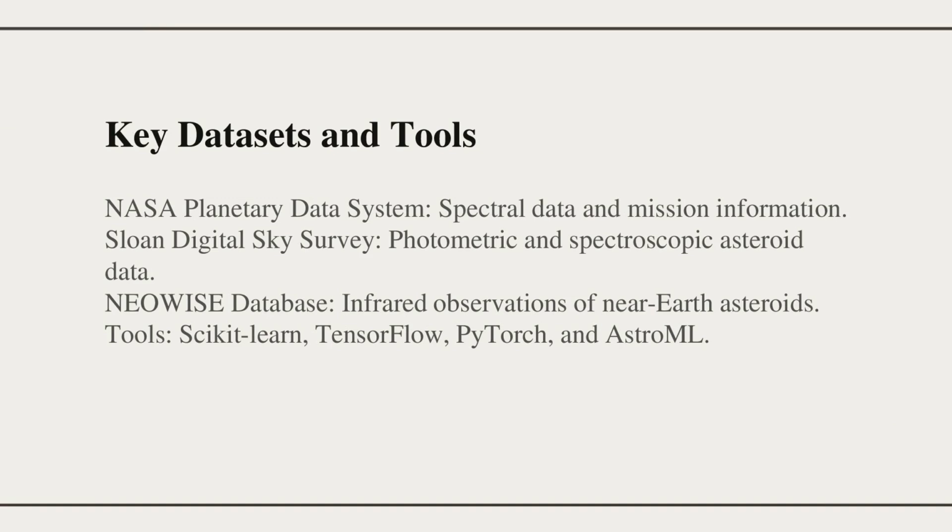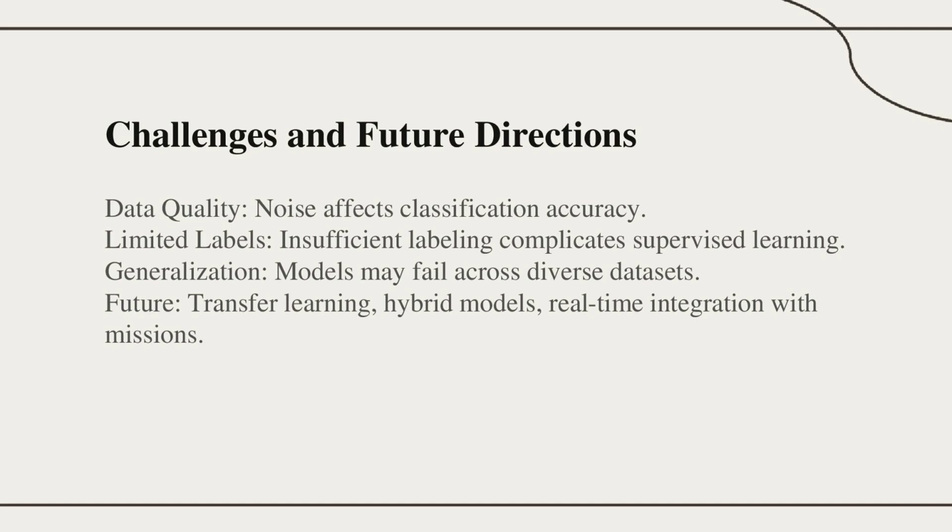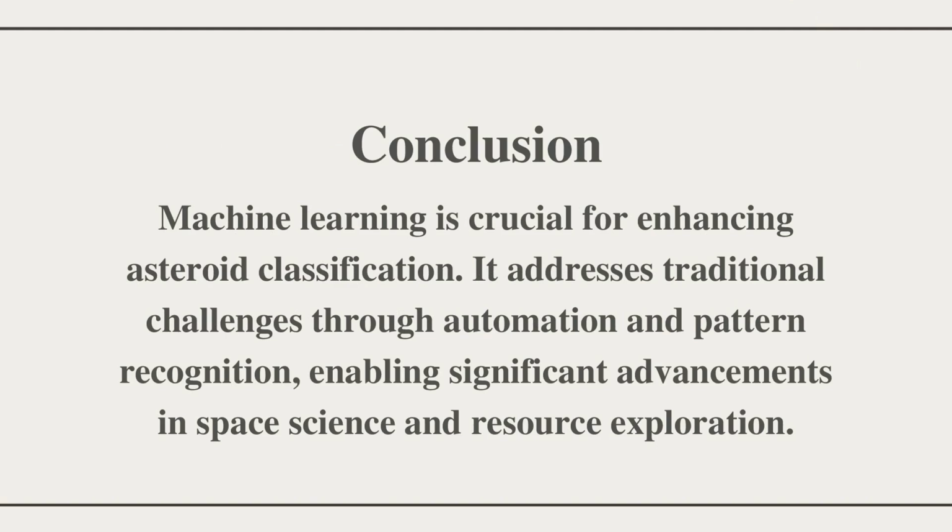Exactly. And we also need a lot of labeled data to train those supervised learning algorithms. If we don't have enough examples, the algorithms might not learn as effectively. So we need more data, more labeled examples to help these algorithms reach their full potential. Precisely. And there's also the challenge of generalization, making sure that a model trained on one data set can perform well on another data set. So a model trained on data from one telescope might not do so well when looking at data from a different telescope. That's right. It's something researchers are working hard to address.